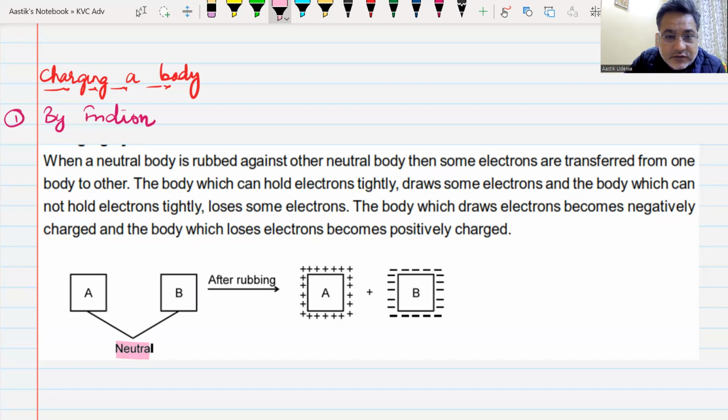I'll give you 1 minute to note it down. So now the next thing is charging by conduction. Now what happens in charging by conduction?